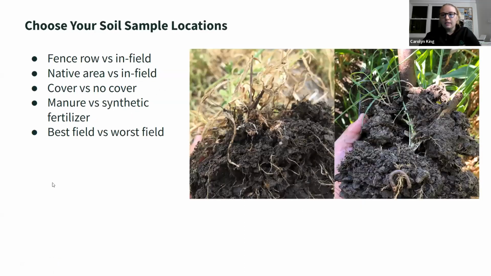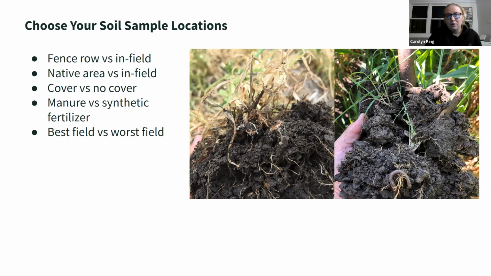So we were just talking about this a little bit, suggestions of where you could pull the samples. Rick had mentioned fence row versus infield. That's one that we recommend to people quite a bit. It gives you an idea of the more native area versus the actually farmed area. Same thing with the next one, native versus infield. Cover versus no cover. If you've got fields that have cover and no cover, that would be a great option.